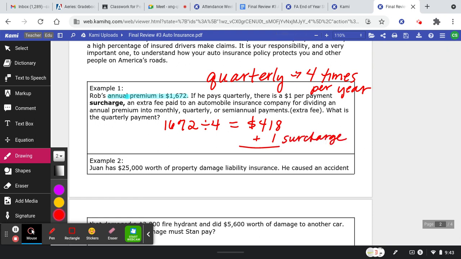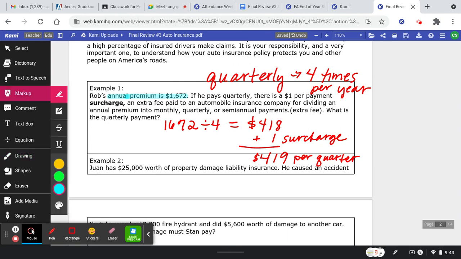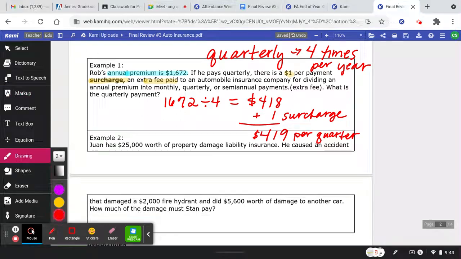And then plus $1 for the surcharge fee. My quarterly payment is going to be $419 every 3 months or per quarter. So take a minute to say, okay, on the final, am I going to remember to divide that by 4? Am I going to remember to add that surcharge fee? Sometimes the surcharge fee is like $1. Sometimes it's $2.50. It varies from company to company.